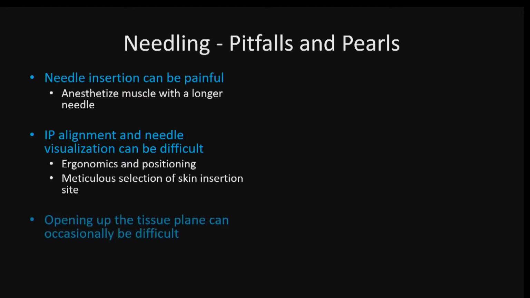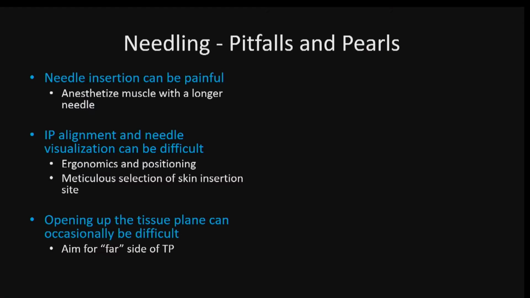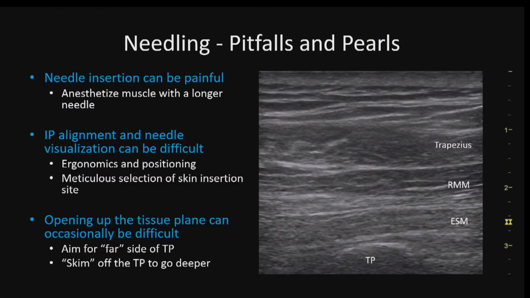And finally, as I've alluded to, sometimes getting into that correct tissue plane can occasionally be difficult. You're either stuck in periosteum, a bit too deep, you pull back, and then you're intramuscular. And this is where aiming again for that far side of the transverse process, as I mentioned, is helpful, because what you may have to do is to skim off the edge of the transverse process to go just that touch deeper to get right under the fascia of the erector spinae muscle to open it up.